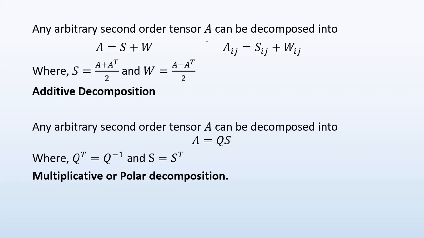There is another decomposition known as multiplicative or polar decomposition, which uses the orthogonal tensor Q. Here A can be decomposed as one orthogonal tensor and one symmetric tensor. Here the orthogonal tensor Q transpose is equal to Q inverse, and the symmetric tensor S will be equal to S transpose. You can also prove this using any simple matrix. This type of decomposition is called multiplicative or polar decomposition.